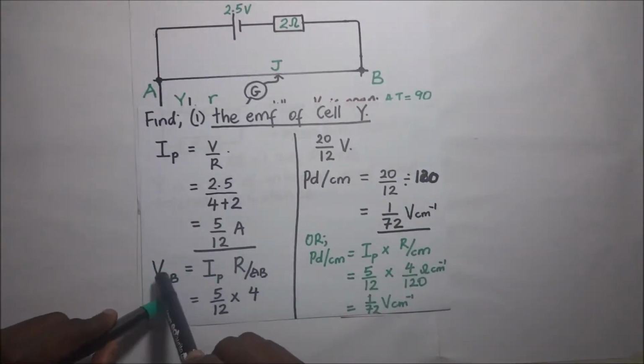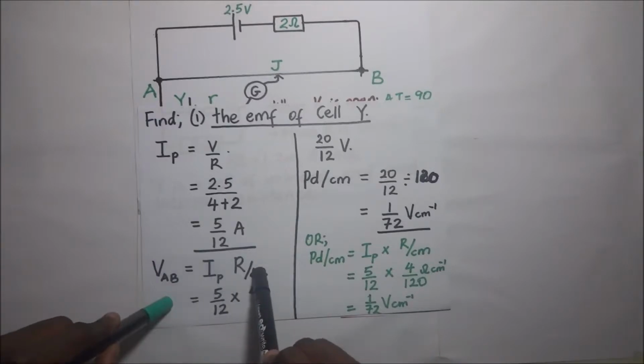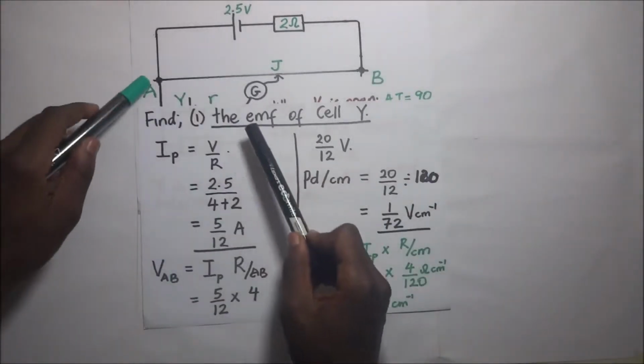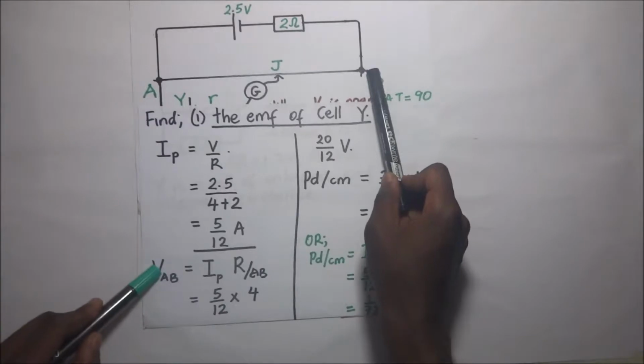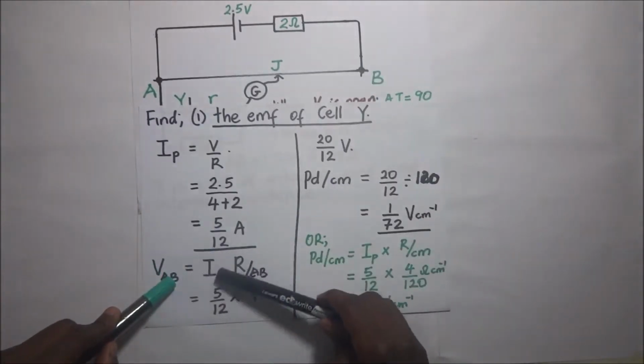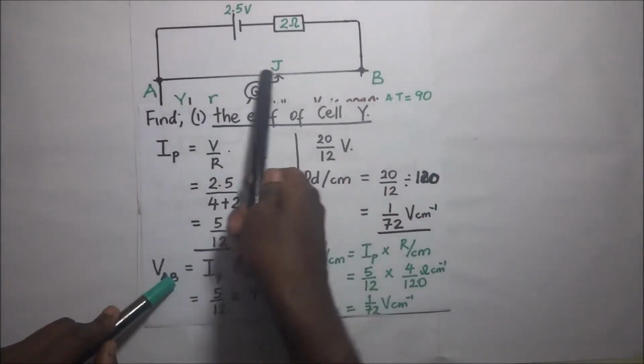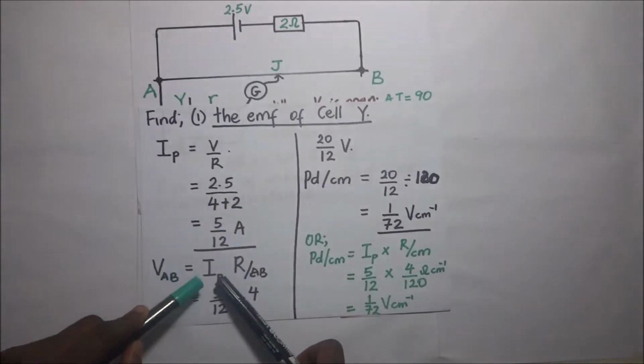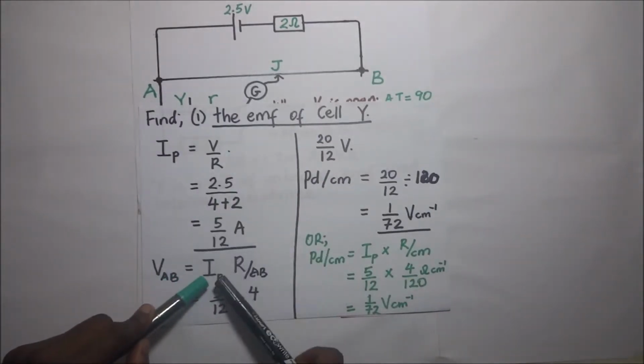So this is what we are doing here. We know that from Ohm's law, V is equal to IR. In this case, since we want to find the potential difference across AB, the potential difference across AB is going to be the current that is flowing through that wire, which is IP, the primary current, which we got here previously.